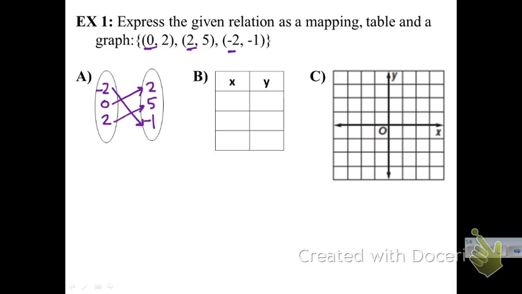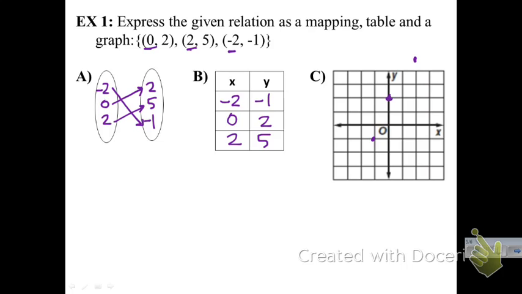When we put it in a table, your x values always have to be in numerical order. So x -2 would be our first one, 0, and then 2. So paired with -2 is the -1. Paired with the 0 is 2, and paired with the 2 is 5. And on the last set, we're just going to graph them. So our first one says over 0 up 2, over 2 up 5, which is just off my graph, and down 2, back 1. And there you have it.